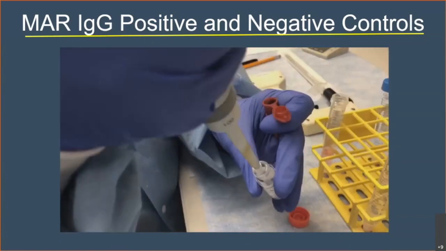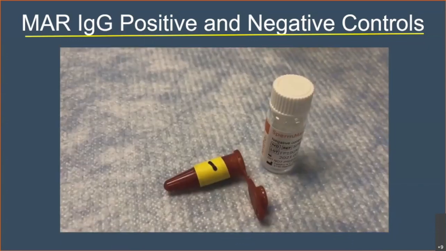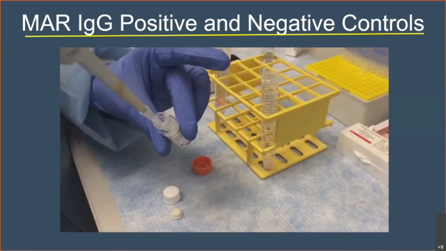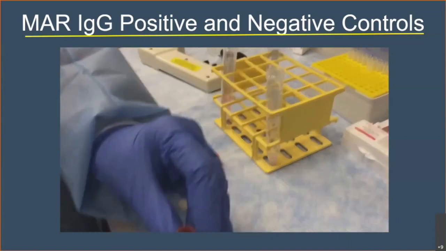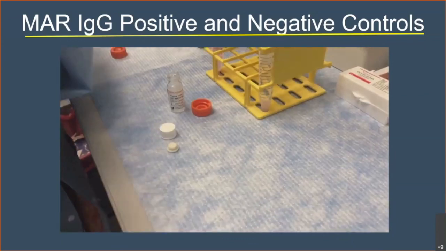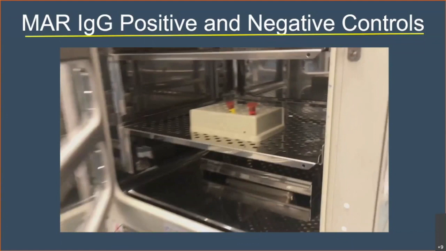50 microliters of the positive control is added to the amber-colored vial, and then the donor sample is added, 50 microliters. The same is done for the negative control. And then once the mixture is in the vial, these vials will be incubated for 1 hour for the reaction to happen. And then the actual testing will be done with the IgG beads as well as the IgG anti-serum to check whether the positive ran positive or the negative ran negative. Next slide.